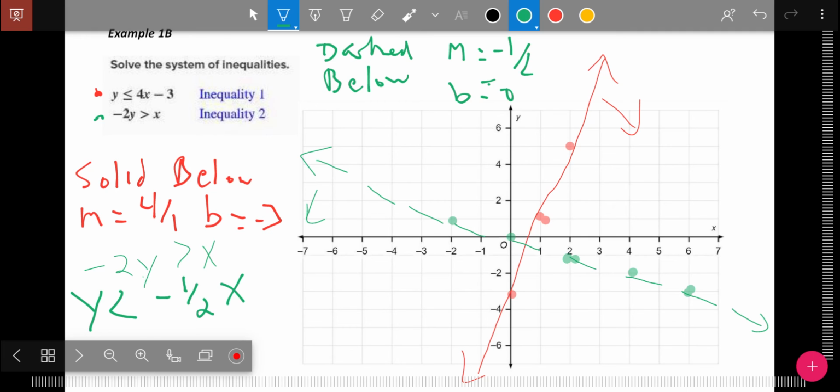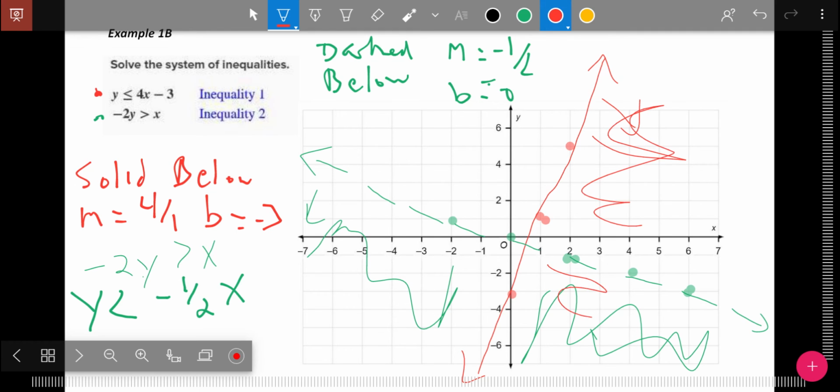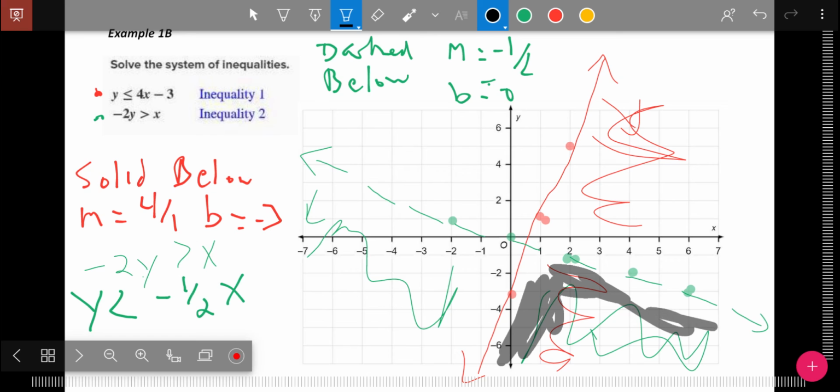Shaded below. So this one gets shaded here. The red one gets shaded here. And so over in this bottom right corner, that's where they're both shaded. And so that one I make darker. That one is my answer, where they're both shaded.